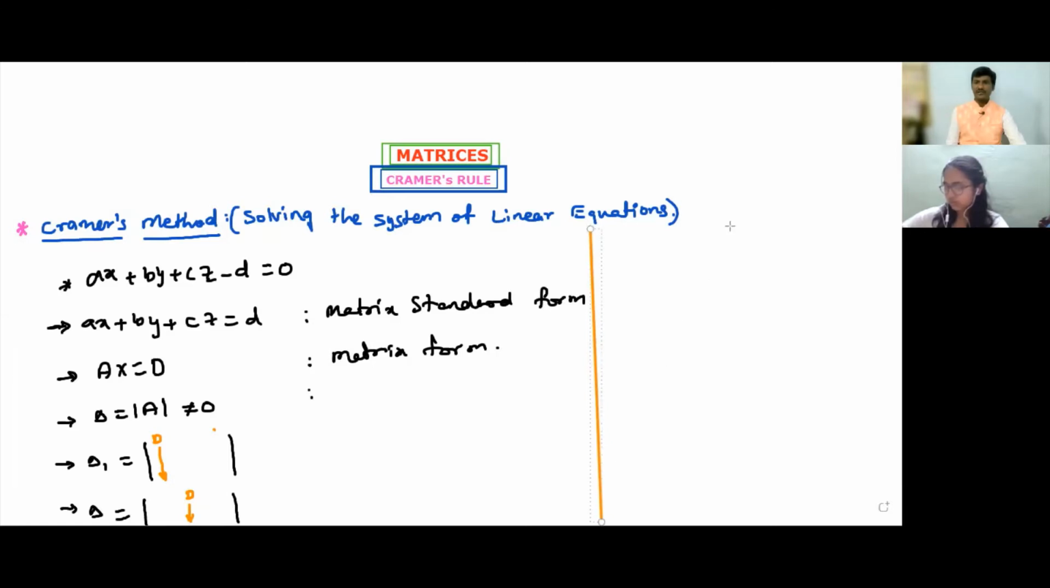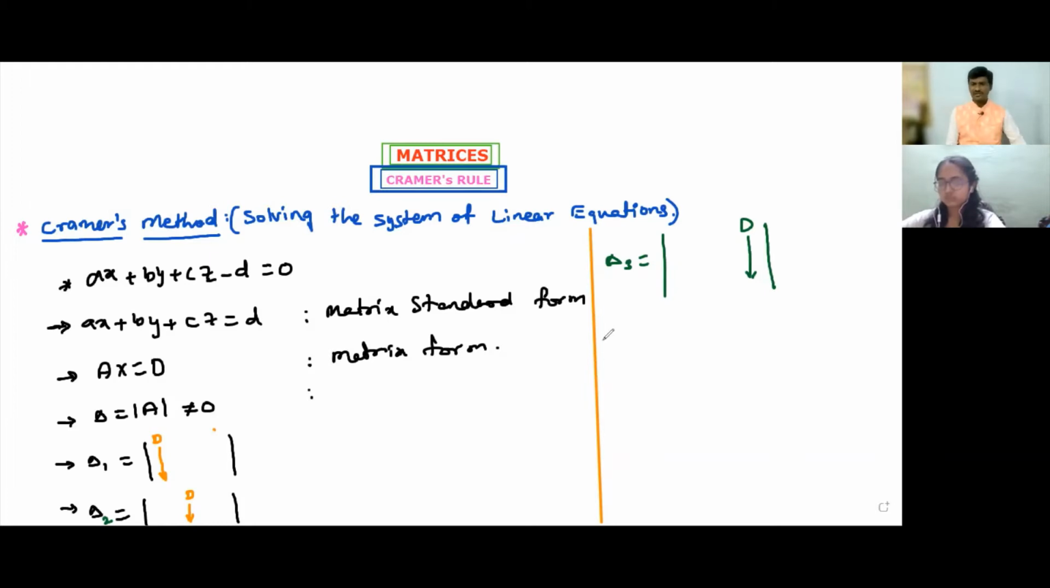After that, delta 3. Delta 3 means we take the D matrix in the third column. The remaining two columns are as it is, whatever we have in the A matrix. Third column we replace, that is delta 3. We find the determinant. After that it is very simple.